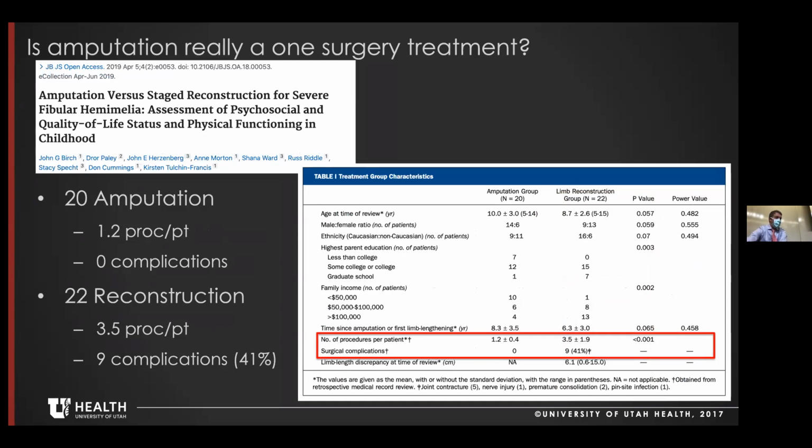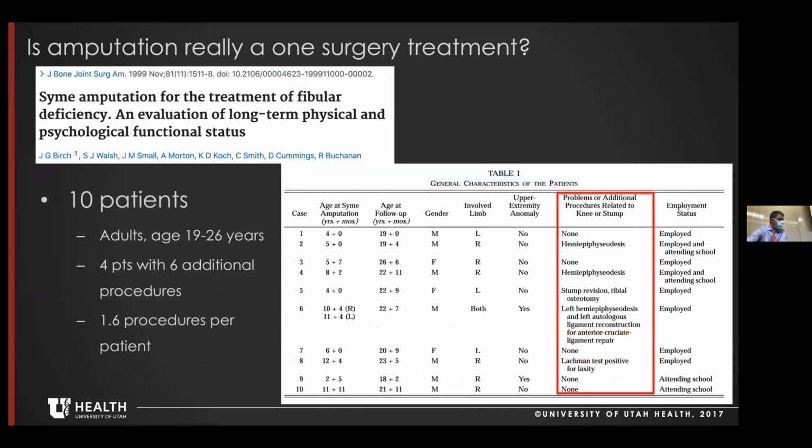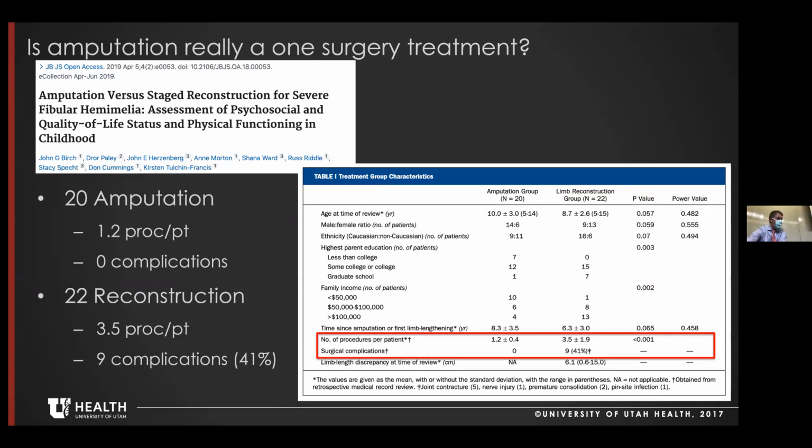This study comparing 20 amputations and 22 reconstructions found the amputation group had 1.2 procedures per patient compared to 3.5 procedures per patient in the reconstruction group. There were no complications in the amputation group and 9, or 41%, in the reconstruction group. The criticism of this study is that it evaluated kids around age 8 to 10. And so there are probably more surgeries in the future for the reconstruction kids and maybe even for the amputation group.